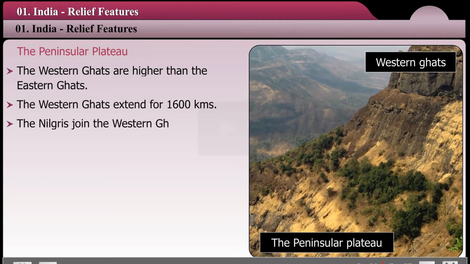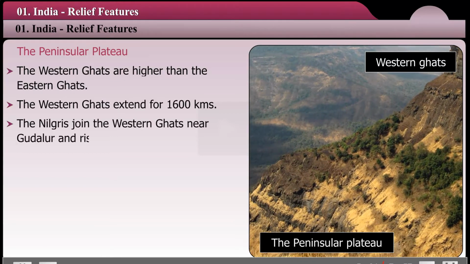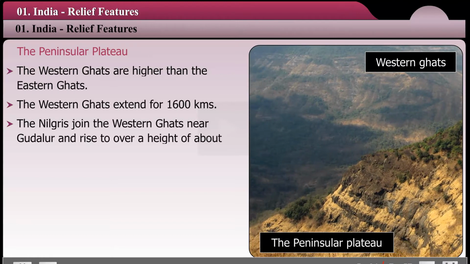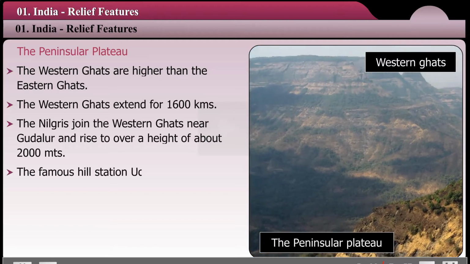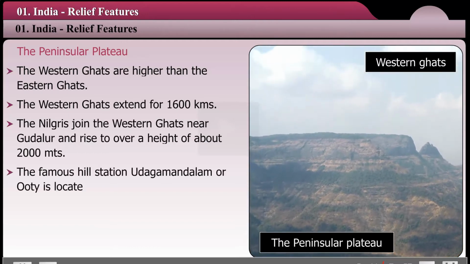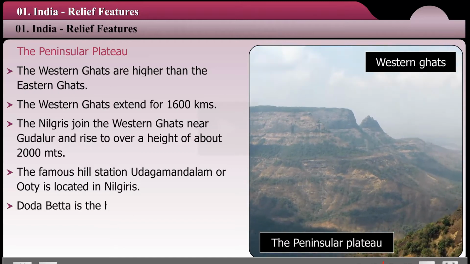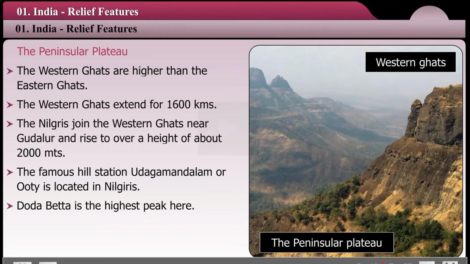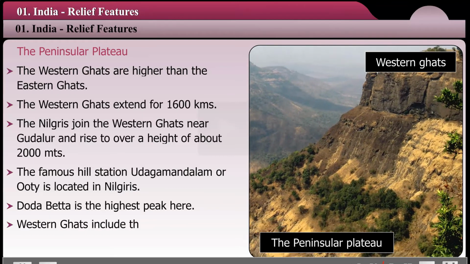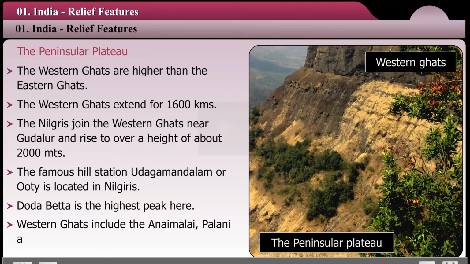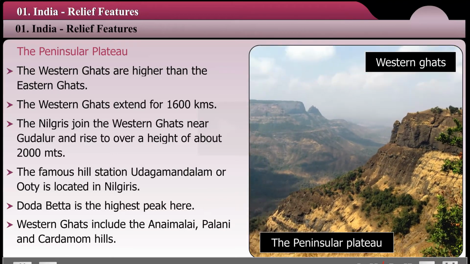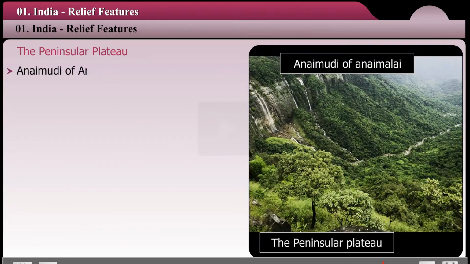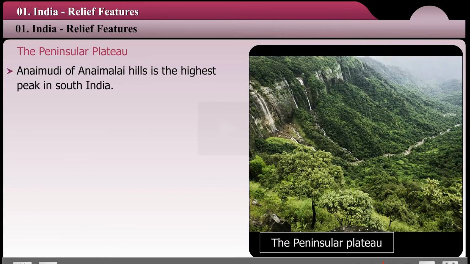The Nilgiris join the Western Ghats near Gudalur and rise to a height of about 2,000 meters. The famous hill station Udagamandalam or Ooty is located in Nilgiris. Dodabetta is the highest peak here. Western Ghats include the Anaimalai, Palani and Cardamom hills. Anaimudi in the Anaimalai hills is the highest peak in South India.